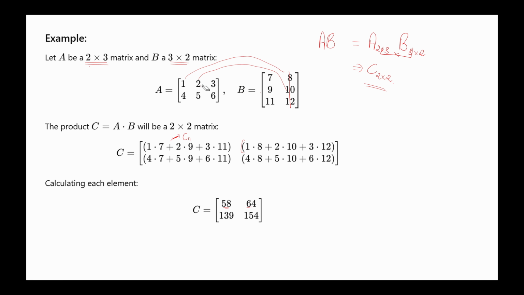64 as our answer. And then for the other elements, we would have 4 into 7, this row and this column, and then at the end we would have this row and then this column. So this is how our multiplication is basically conducted.